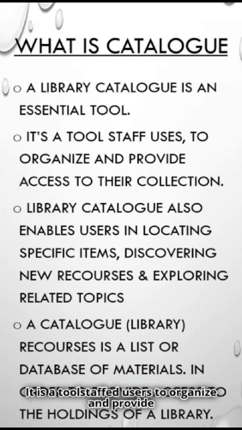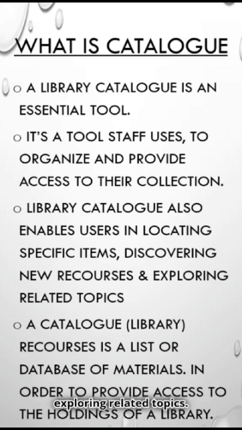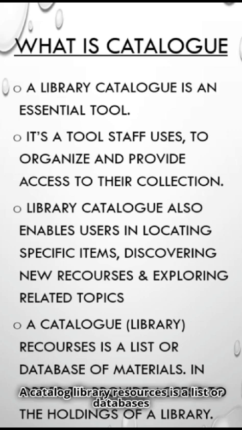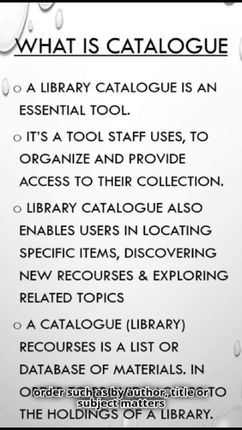It is a tool staff uses. It organizes and provides access to their collections of books, journals, multimedia resources, and other materials. Library Catalog also enables users in locating specific items, discovering new resources, and exploring related topics. A catalog of library resources is a list or database of books, usually arranged in a specific order, such as by author, title, or subject matters.